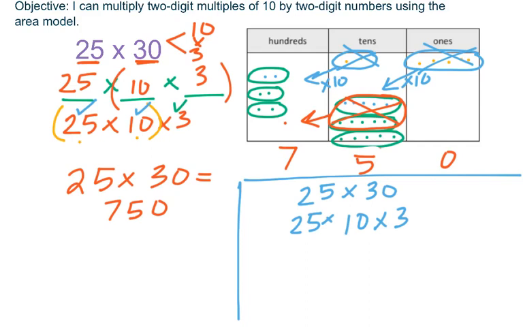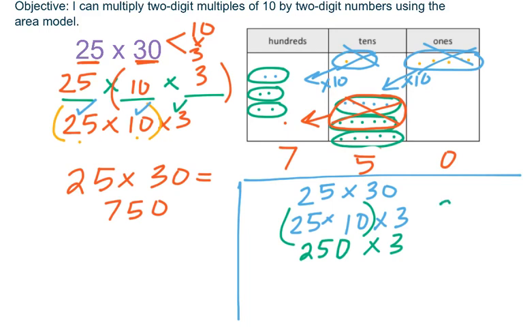Okay. Now when I bracket, instead of having my brackets here, I'm going to use my associative property and move them. Instead I'm going to group my 25 and my 10 together. Well, I know that 25 times 10, 25 times 1 is 25. And times 10 means I'm going to have a 0 on the end. So my new problem is 250 times 3.